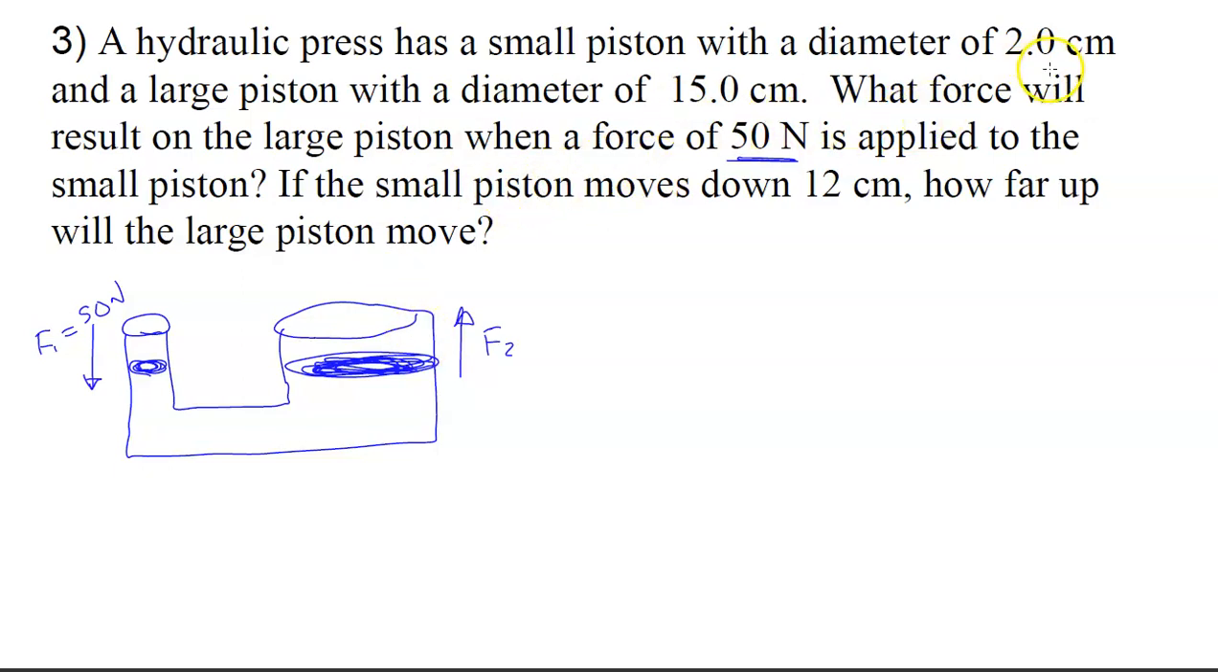So the other numbers that we need here would be the diameter of the small hole, the diameter of the big hole, and we've got those. D1 equals 2 centimeters, D2 equals 15 centimeters. Now, we could argue about the units on this thing, but it turns out they're going to cancel out.